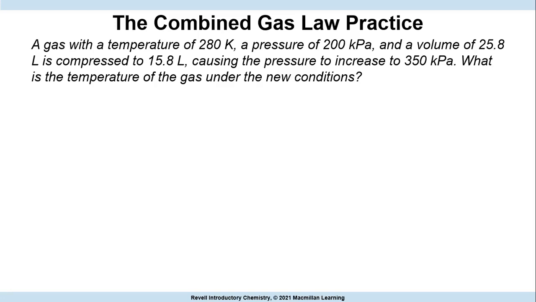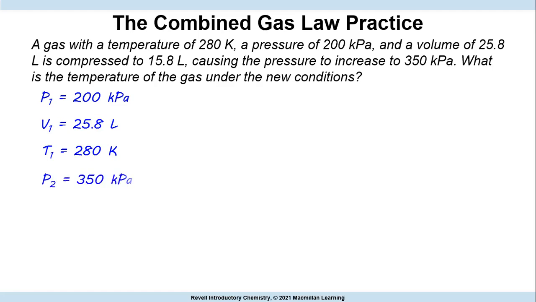And for temperature, your temperature must always be in Kelvin. Now, let's collect data here. Our P1 is 200 kilopascals. Our V1 is 25.8 liters. Our T1 is 280 Kelvin. Our P2 is 350 kilopascals. Our V2 is 15.8 liters. And what are we looking for? We are looking for T2.